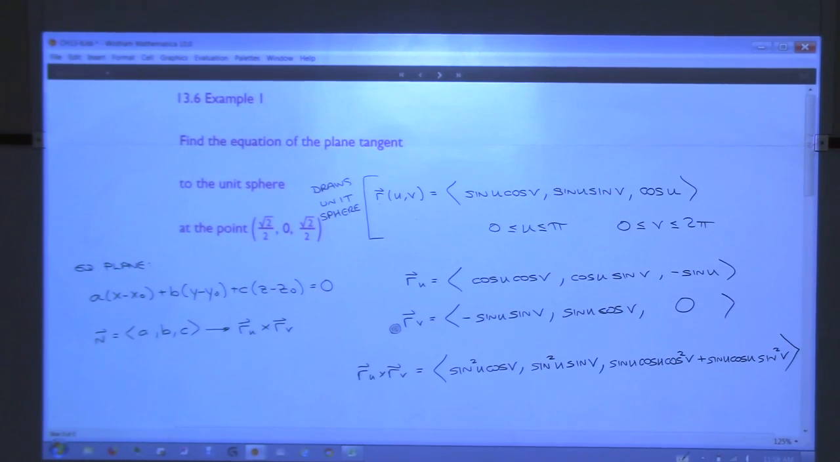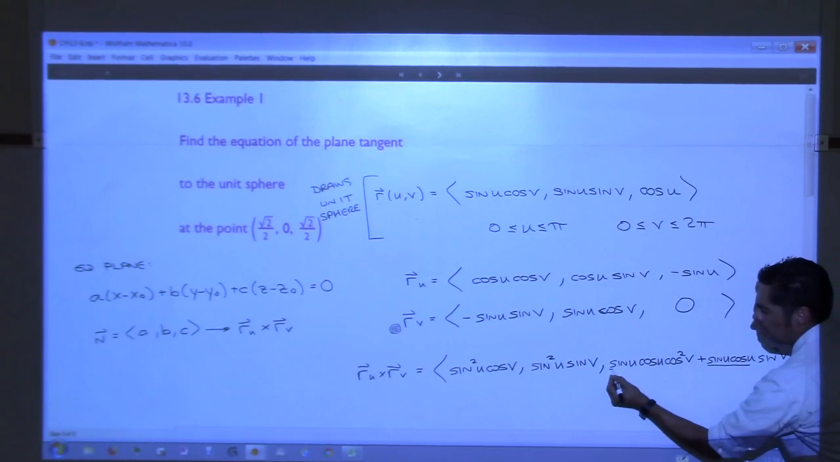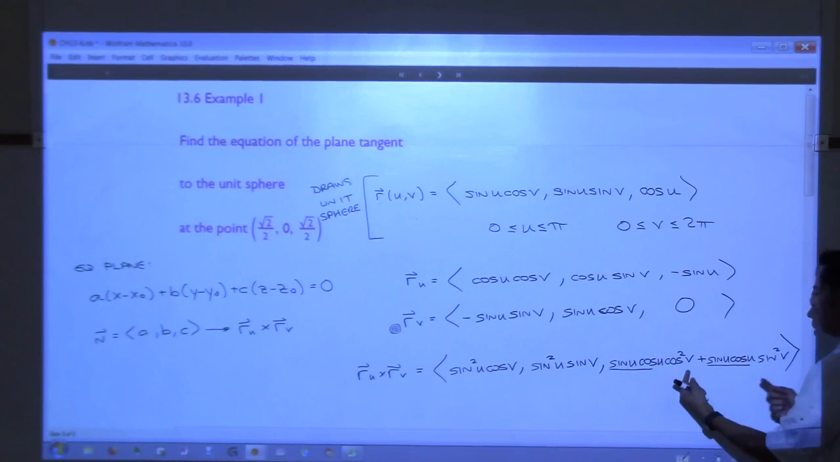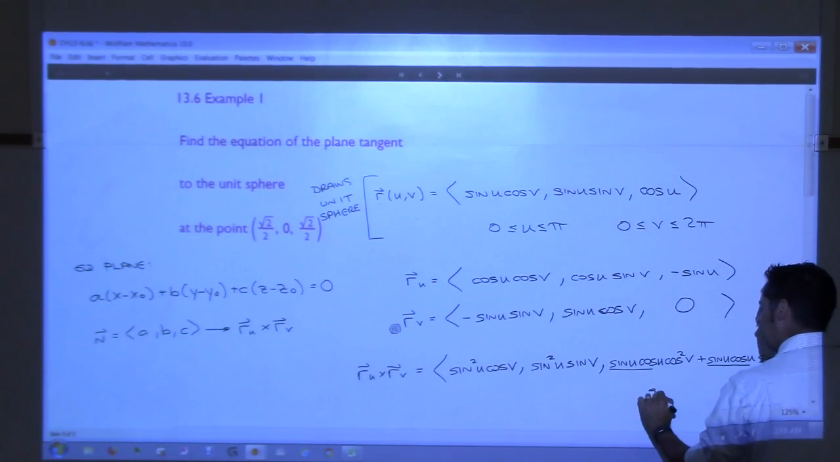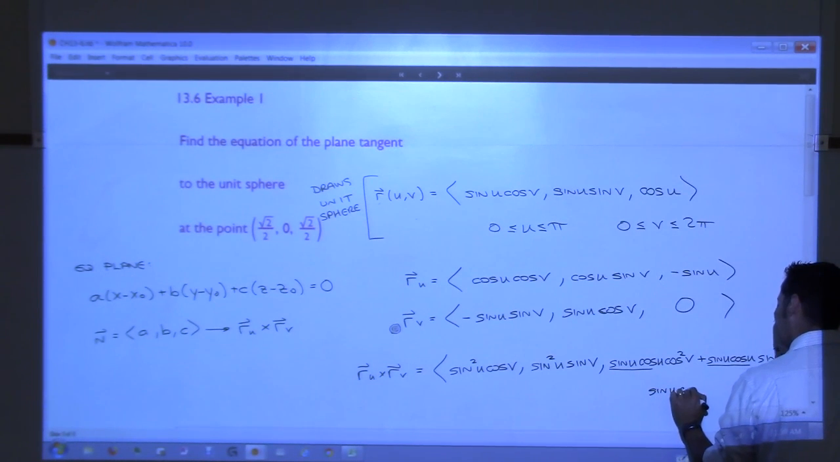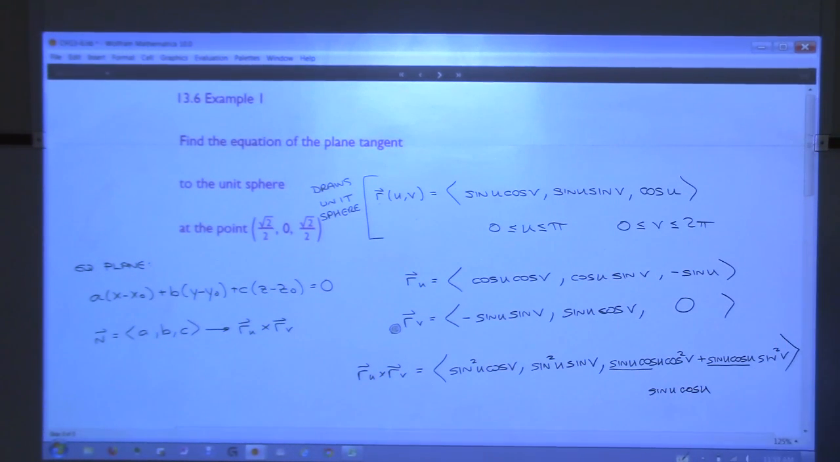And do y'all see that that last component can clean up a little bit? You can factor out sine u cosine u, pull that out, and then you have cosine squared v plus sine squared v, which is 1. So this is just going to be sine u cosine u. There's our cross product.